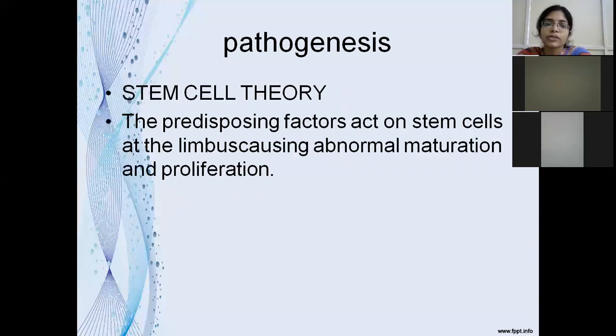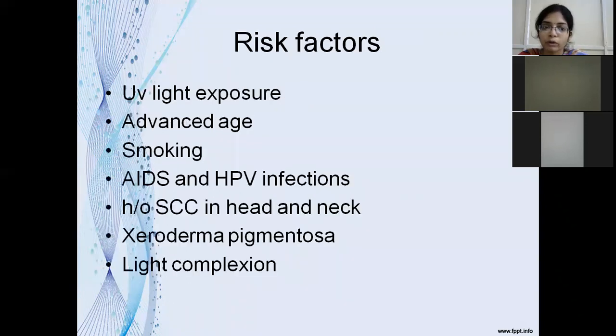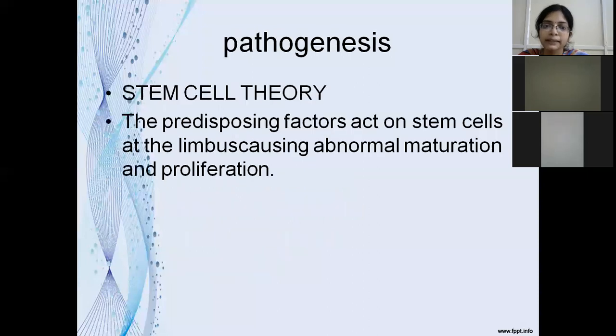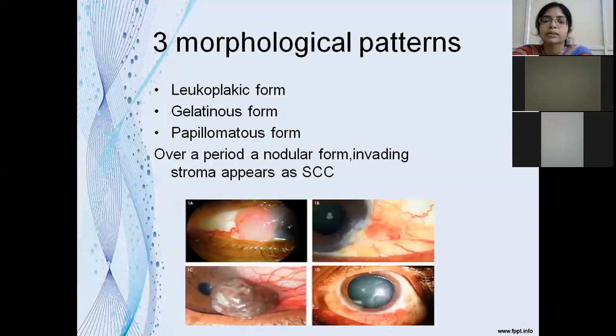Now, what is the main pathogenesis? The predisposing factors like UV light exposure, advanced age, fair complexion or any immunocompromised state, all these predisposing factors will start acting on the stem cells at the limbus, and these cause abnormal proliferation. Okay, so the stem cell theory is the main advanced theory for ocular surface squamous neoplasia. There are three morphological patterns, as you can see: a leukoplakic form, a gelatinous form, and a papillomatous form. And over time, you can see in the third picture, a nodular form of squamous cell carcinoma might also appear.